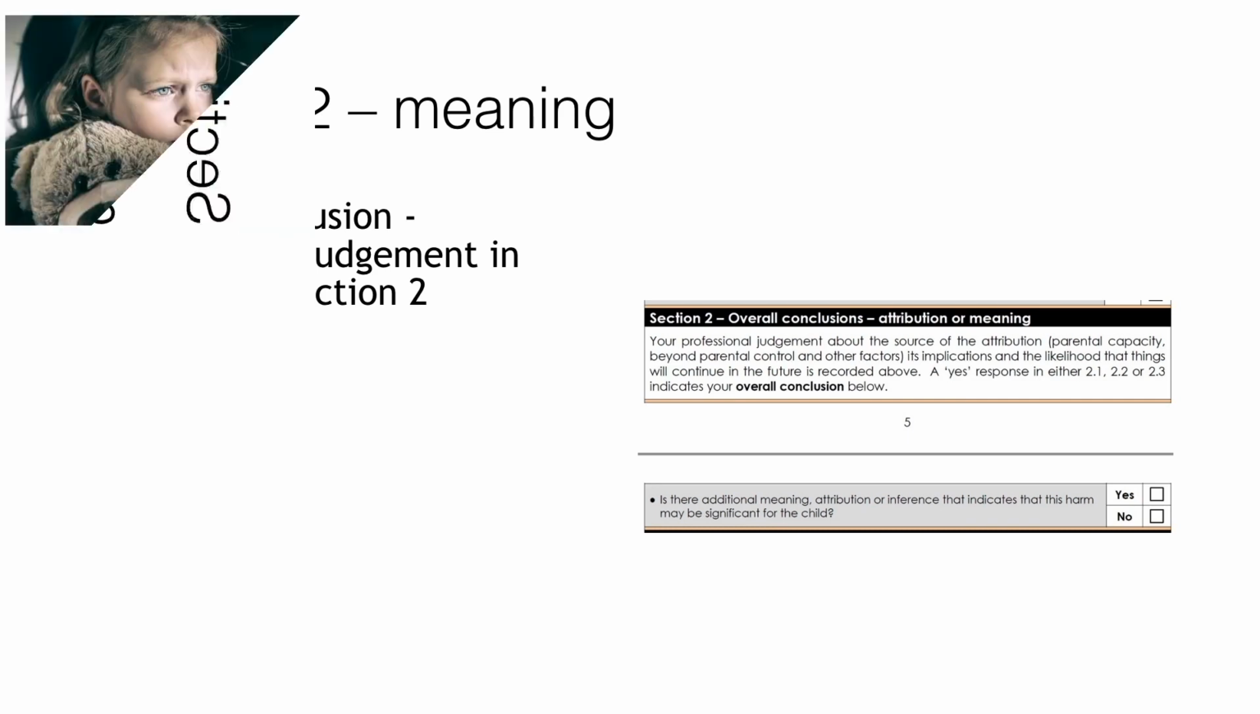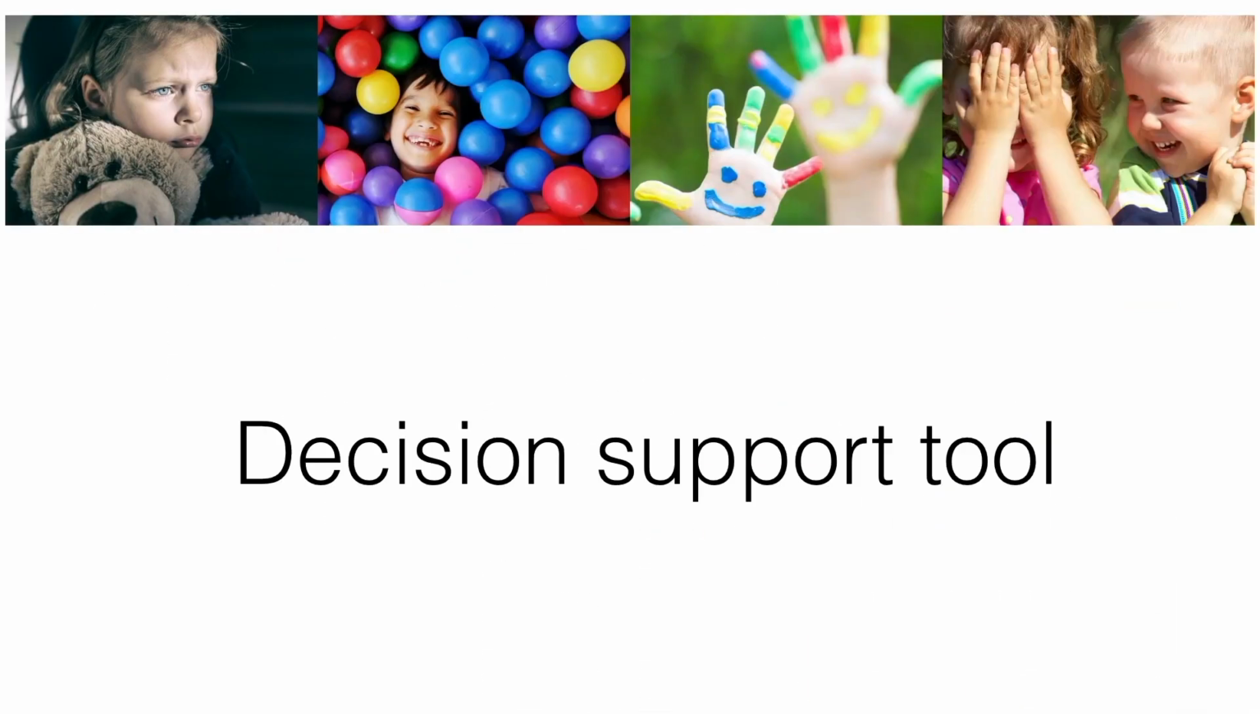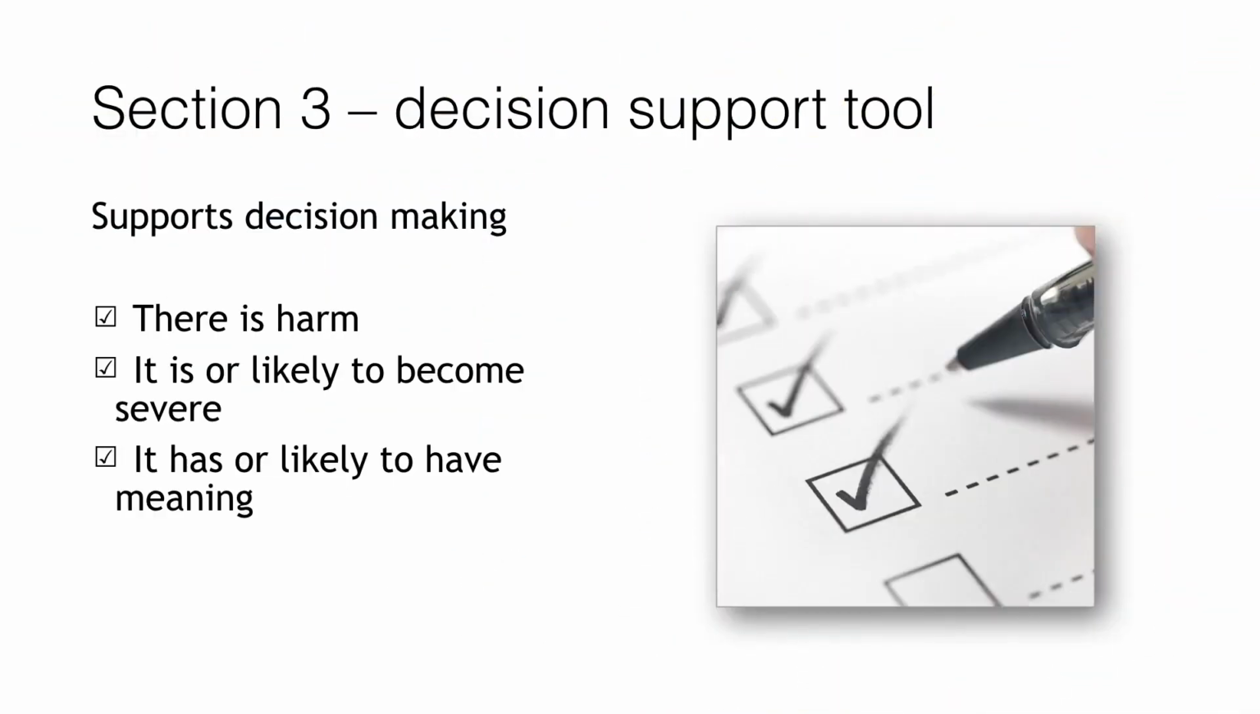The decision support tool section helps bring the conclusions together to drive decision making. Section 3 brings the elements together from harm in risk 2 to the question of severity now in the future and meaning now or in the future.